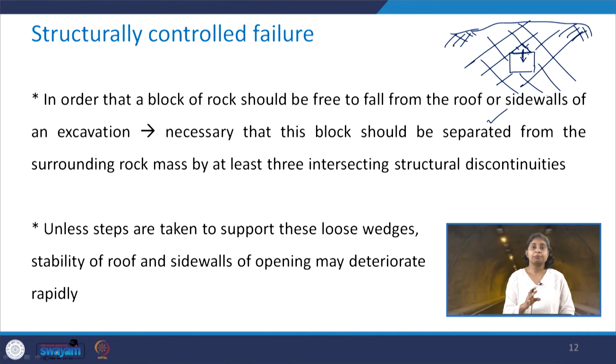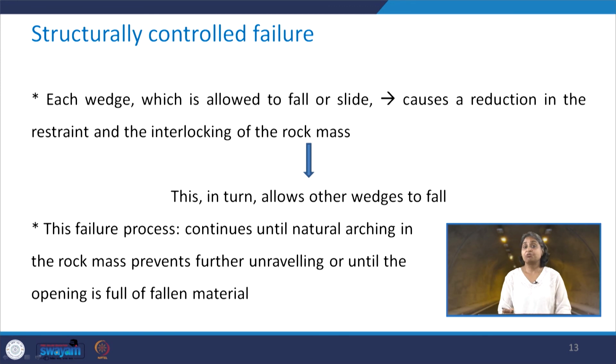Unless steps are taken to support these loose wedges, the stability of the roof and side walls of the opening may deteriorate rapidly. So, as soon as you excavate, one should make sure that the support systems are installed so that such deterioration does not take place in the rock mass. Now, each wedge which is allowed to fall from the roof or slide from the side wall causes a reduction in the restraint and interlocking of the rock mass.